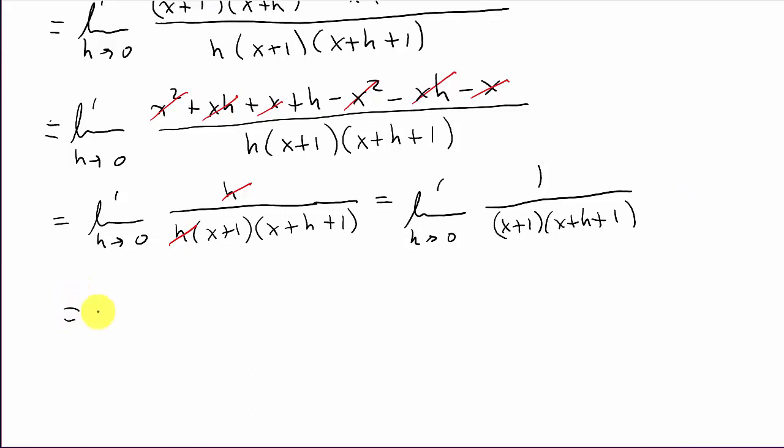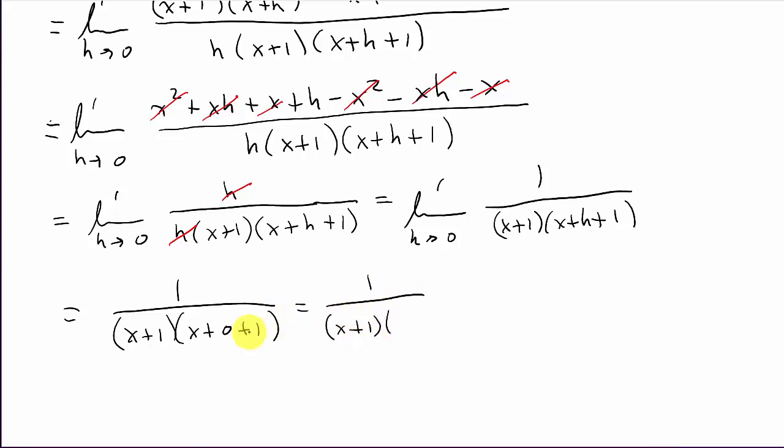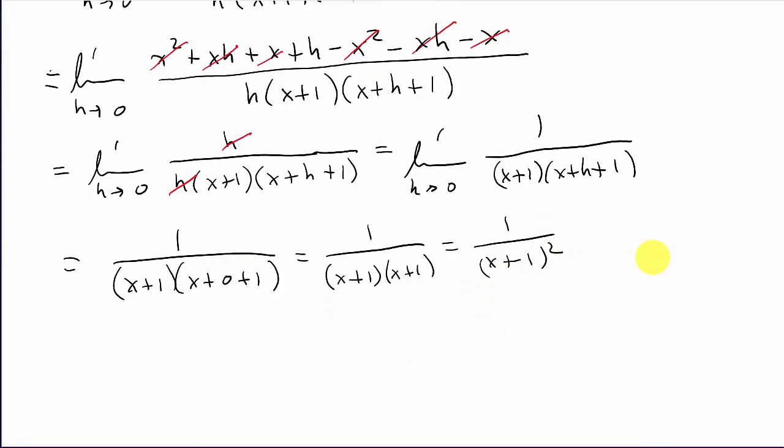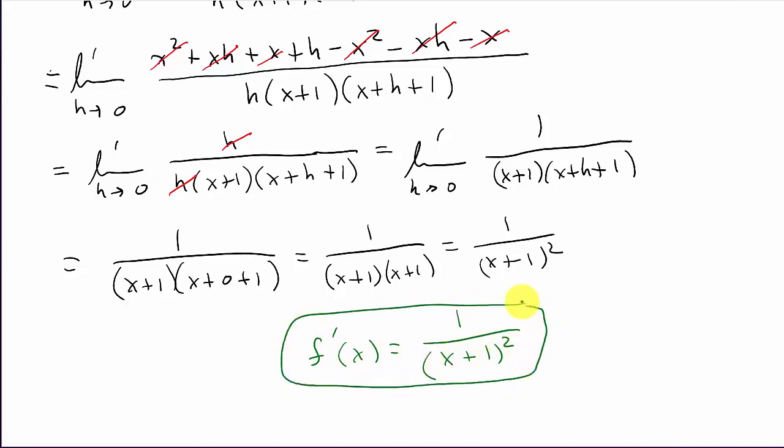And so now I plug the h in. I get 1 over x plus 1 times x plus 0 plus 1, which is 1 over x plus 1 times x plus 1, which equals 1 over x plus 1 squared. And so we get the derivative is equal to 1 over x plus 1 squared. And there's your solution.